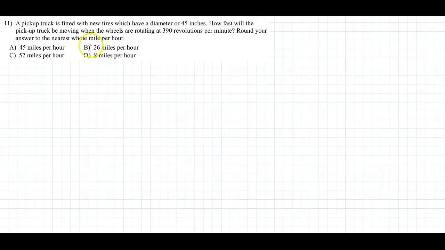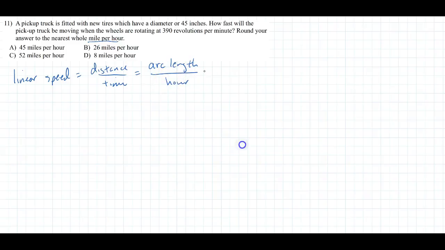So the big hint here is that it's miles per hour. So we need to convert whatever we have into miles per hour. So linear speed is just what we would expect any regular speed to be. It would be a distance divided by some time. In this case, the distance is an arc length divided by hours, something that we can convert to hours.